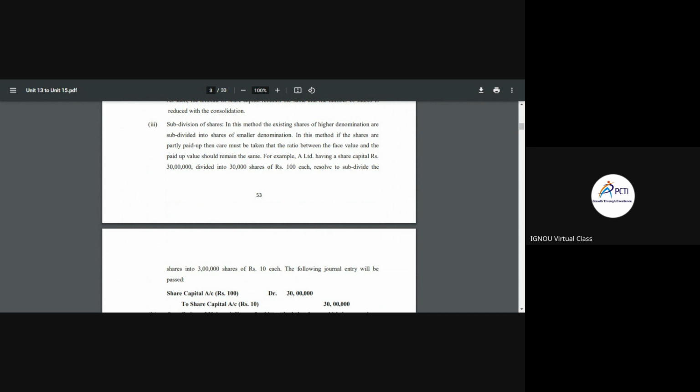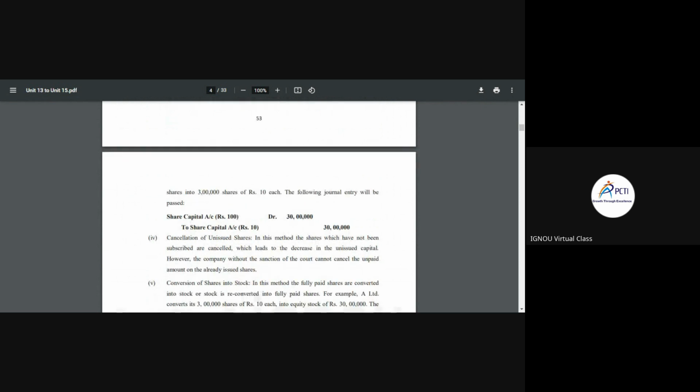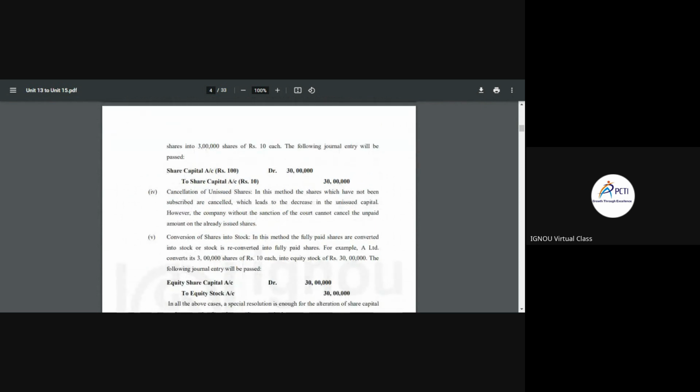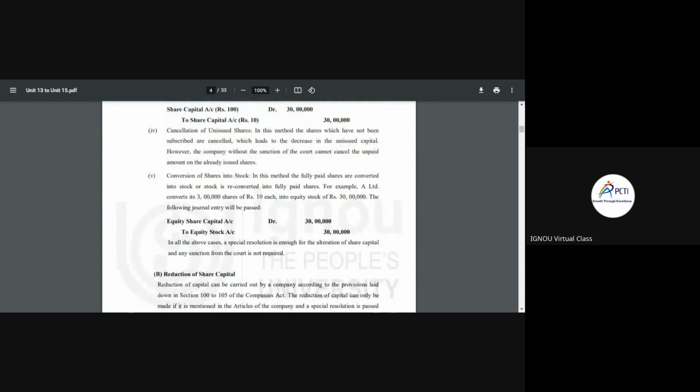Here we have the example for it: A Limited has a share capital of rupees 30 lakh divided into 30,000 shares of rupees 100 each. It resolved to subdivide the shares into 3 lakh shares of rupees 10 each. So we have the general entry for it: share capital account debit 30 lakh to share capital account at rupees 10.